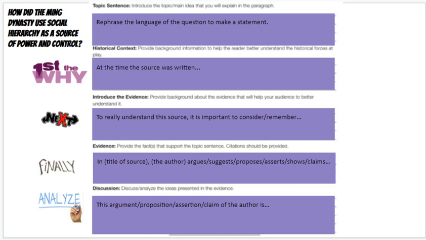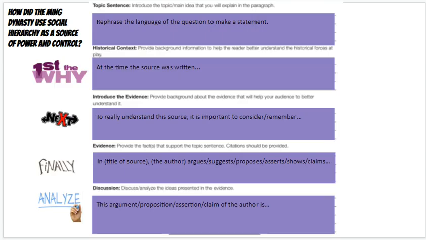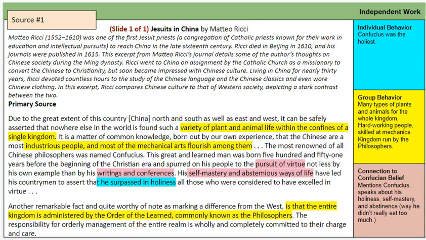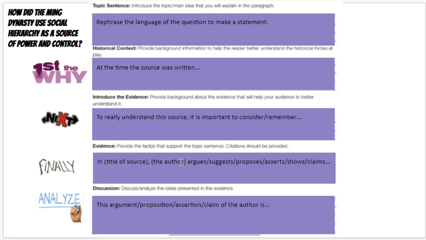Okay, now your evidence again comes from this source. Now, let's go back here again. Let's just remind ourselves the title of the source here. Where's the title over here? Well, here's the nice clean source. The title, it's called Jesuits in China by Matteo Ricci. Here it is. And you probably have your work on this from the other slides and the other sources. Jesuits in China, Matteo Ricci.